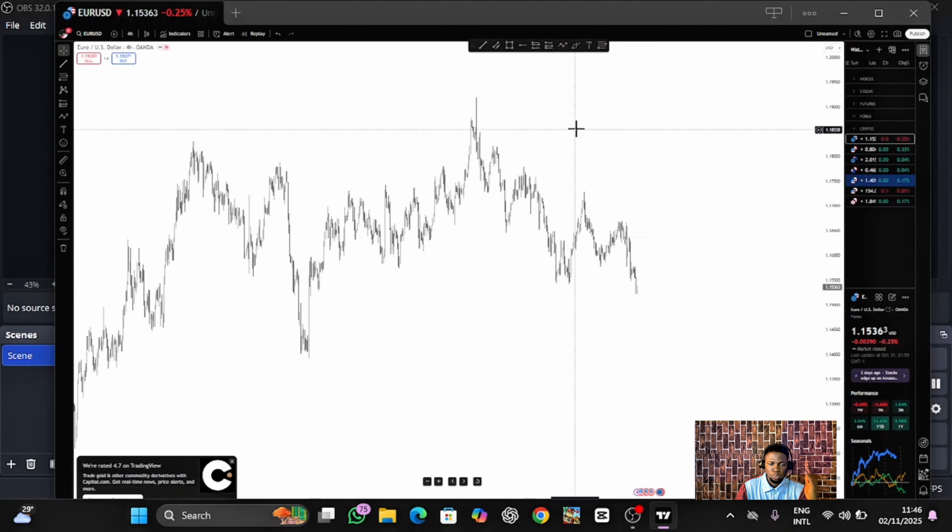Apart from this, let me use my Fibonacci to see if I'm actually correct. Now we have our Fib level. I'm trying to draw this. Yeah, you can see that, right? It's in between the 50 and 60 Fib level. So this is what I'm looking at.